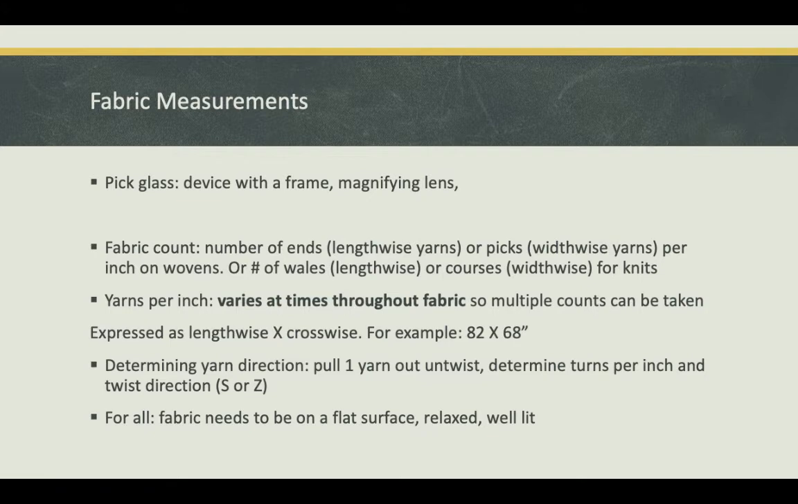Now, one thing that we look at is fabric count, and we've gone over this, but I want to review it again. You cut off a swatch of a woven and you can count the number of ends, the lengthwise yarns, or the number of picks, which are the widthwise yarns. On the raw edge, you look at how many ends on the top and how many picks on the side per inch. Or the number of wales on the lengthwise, or courses on the widthwise for knits. And that's how you get fabric count.